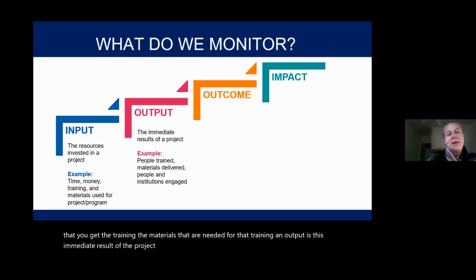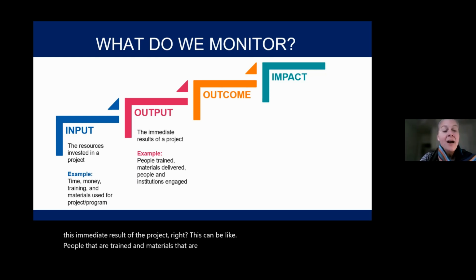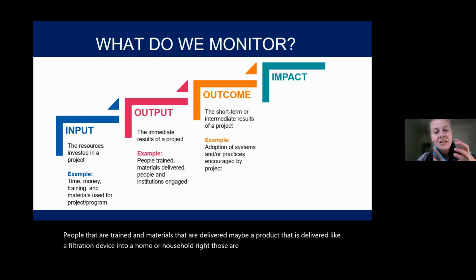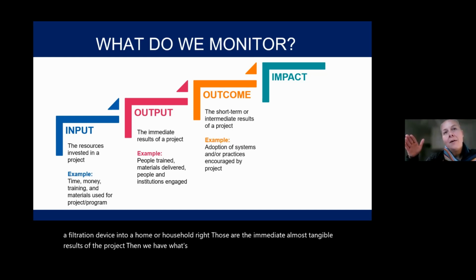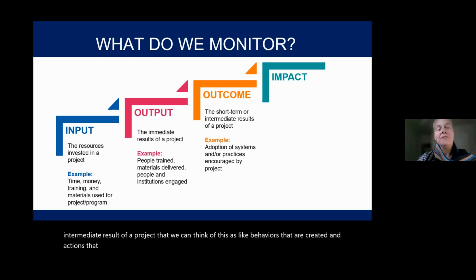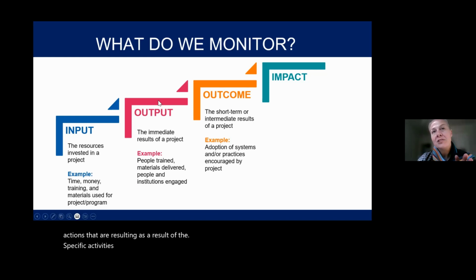This can be people that are trained and materials that are delivered, maybe a product that is delivered, like a filtration device into a home or household, right? Those are the immediate, almost tangible results of the project. Then we have what's called an outcome. And this is the short-term or intermediate result of a project. We can think of this as behaviors that are created and actions that result from the specific activities that we do in a project.